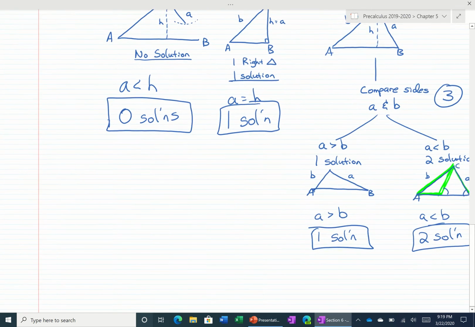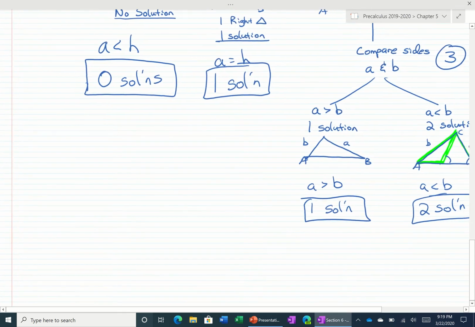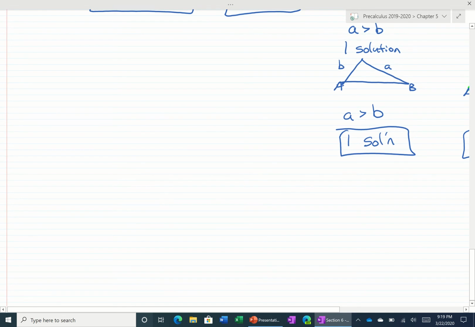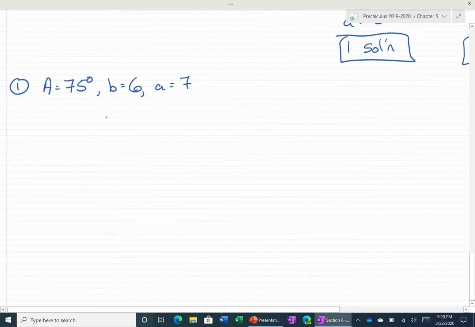So I'll show you 3 examples and we'll try to figure it out together. For the first example, let's say that angle A is equal to 75 degrees, B is equal to 6, and side A is equal to 7. Let's draw a triangle and then we'll find the height.